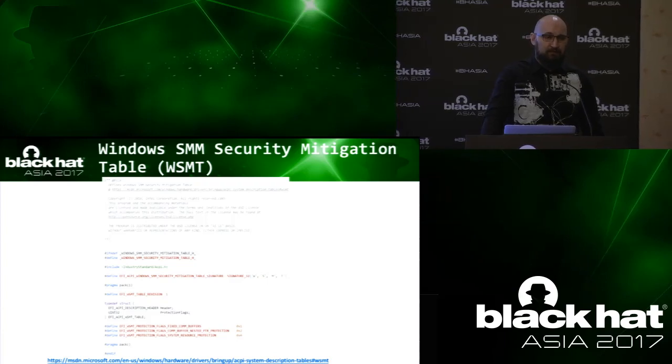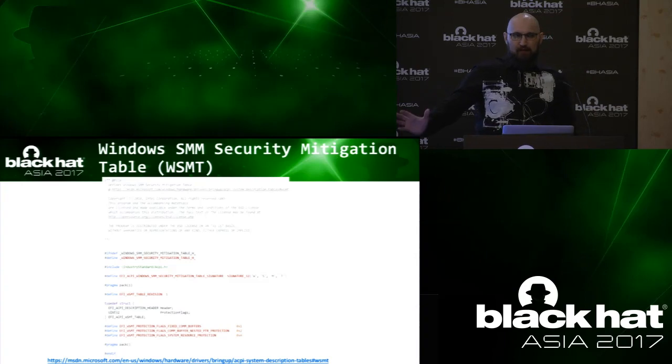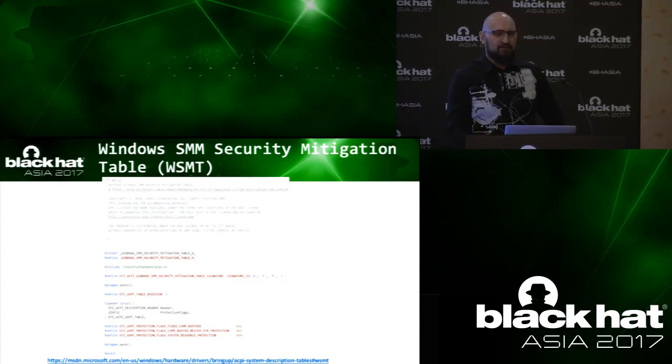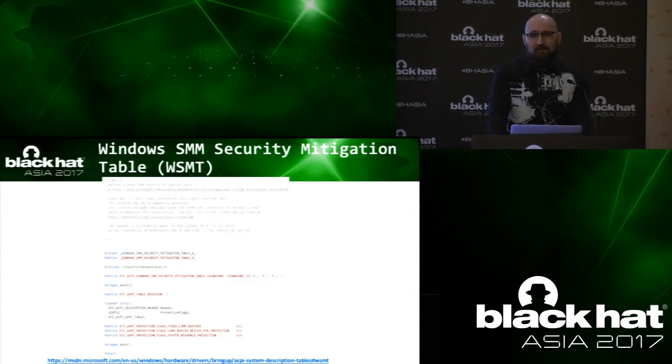And actually, I really like the way Microsoft has started thinking about BIOS security. For example, they try to make a profile of your BIOS and which technologies are enabled on your hardware for protecting the BIOS, and probably in the future they will enable some specific functionality in the operating system only if you have a secured BIOS.